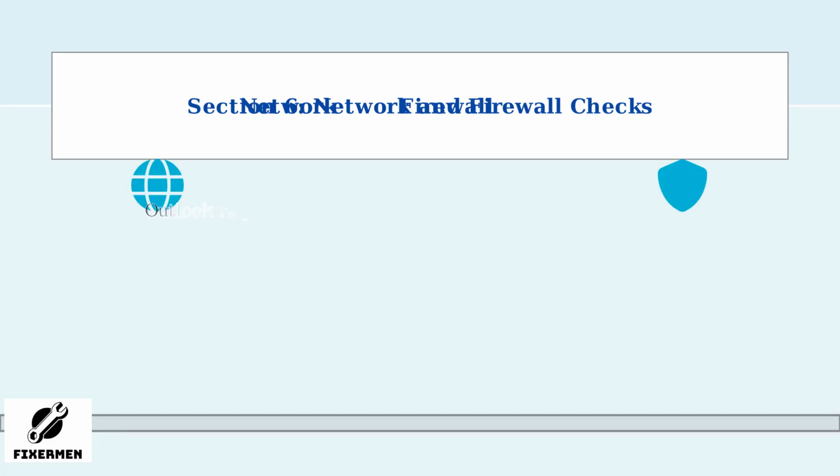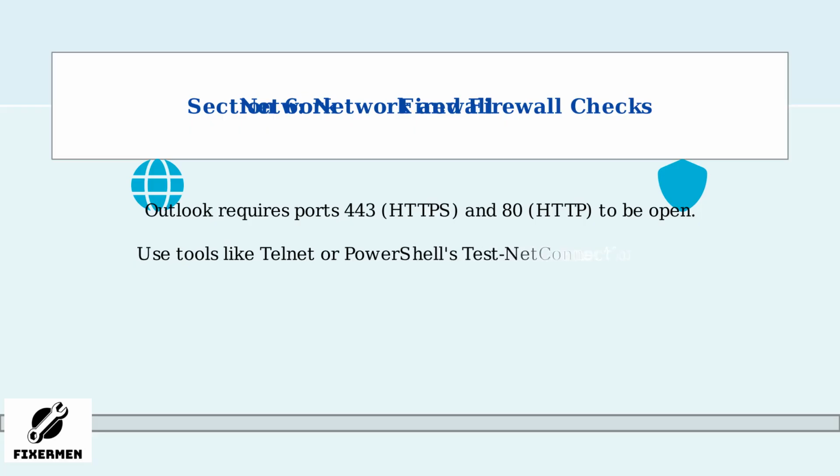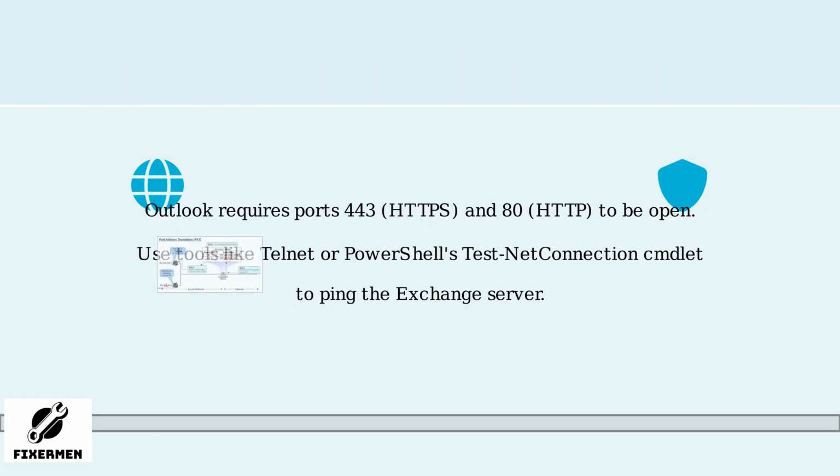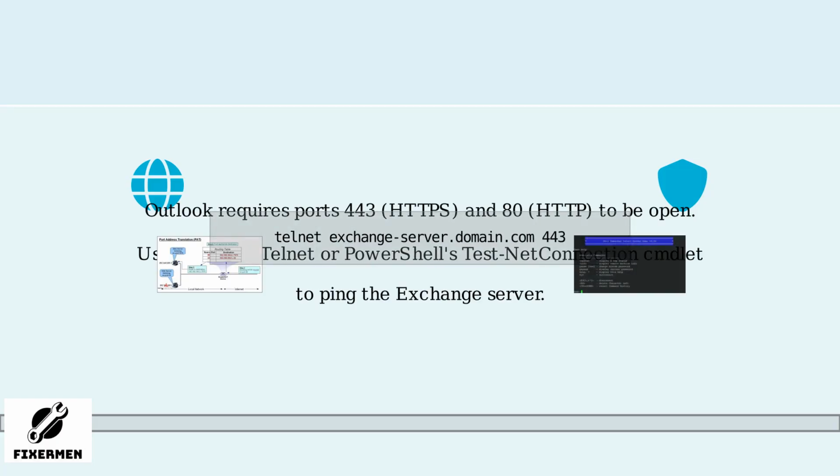Outlook requires specific network ports to be open for communication with the Exchange Server. Ports 443 for HTTPS and 80 for HTTP must be accessible. Firewalls often block these, causing connection failures. To check these ports, you can use the telnet command to test connectivity directly. Open a command prompt and enter telnet, followed by the server address and port number.